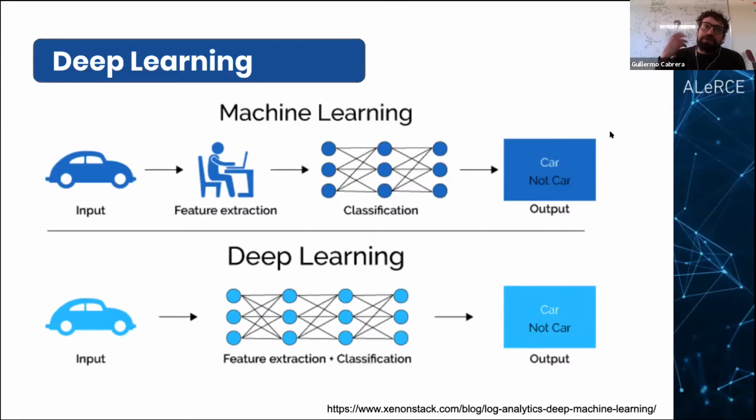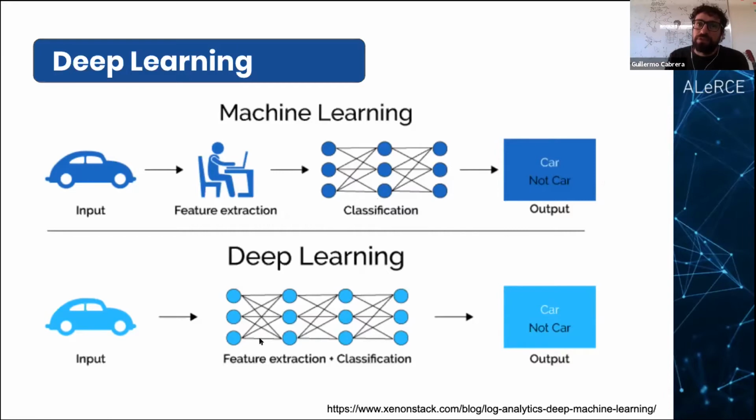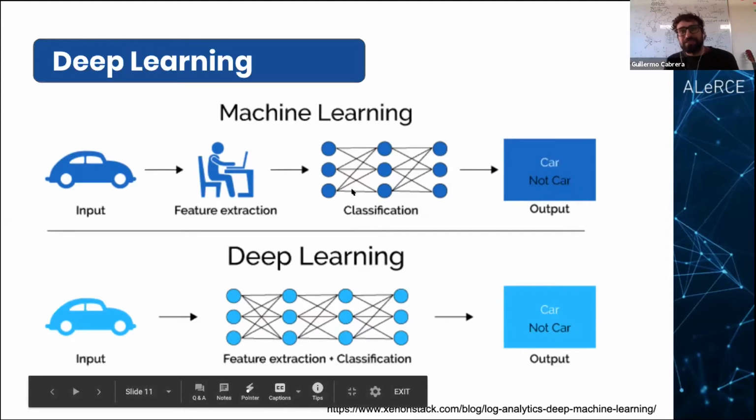The change of paradigm is that in deep learning, you don't need the human, right? So you don't need to define the features for the data, right? The feature extraction is done directly by the neural network. So that means that you can stop relying on humans a bit, okay?